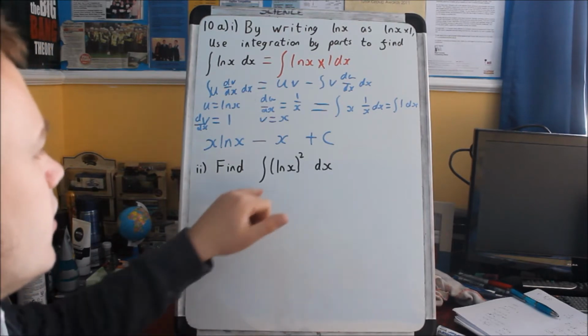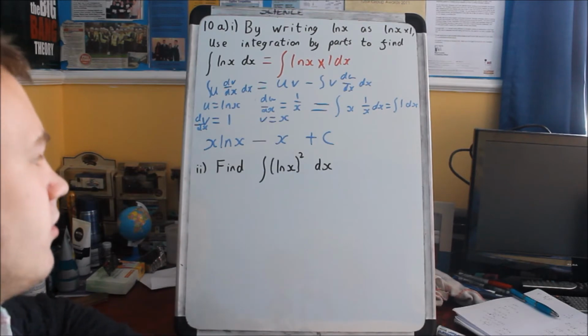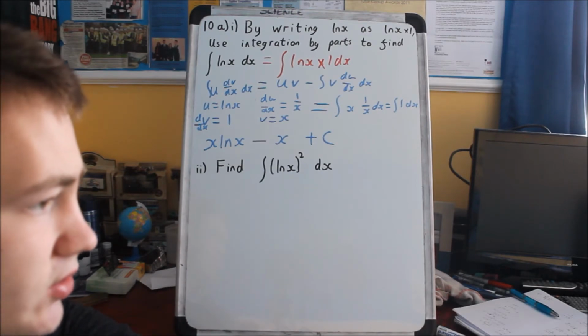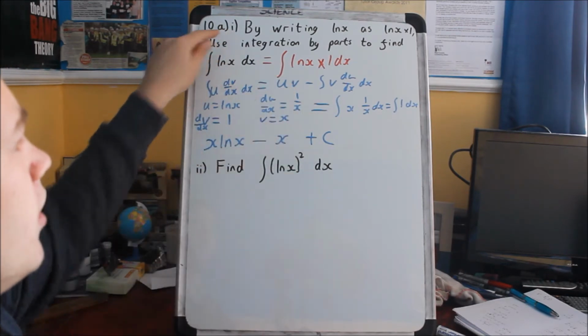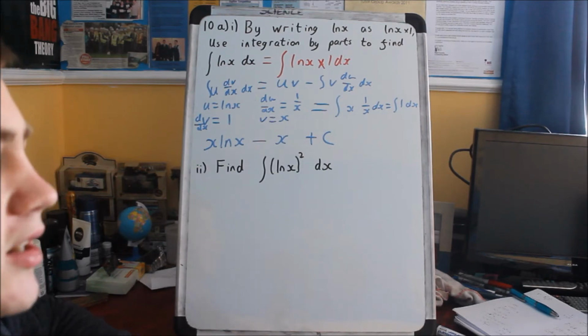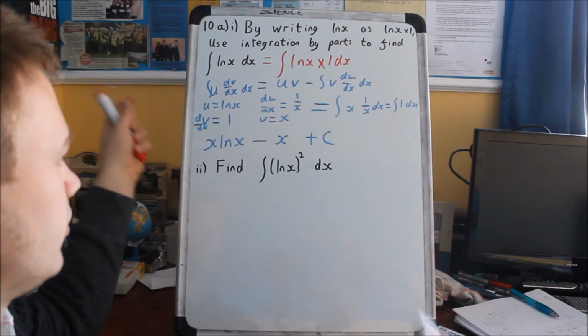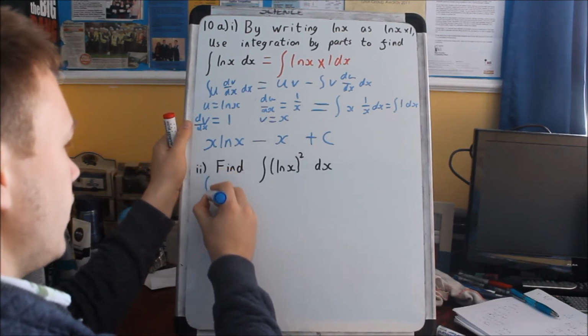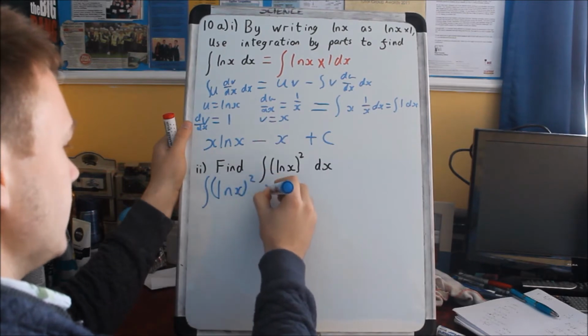Part 2, find the integral of ln x squared dx. Now, with these sorts of questions, you can see quite clearly that that's quite similar to part 1. They're in part 1 and part 2 rather than A and B. The chances that they're completely unrelated is very slim. So it's a good shout to think, well, what they want you to do is ln x squared times 1 again.